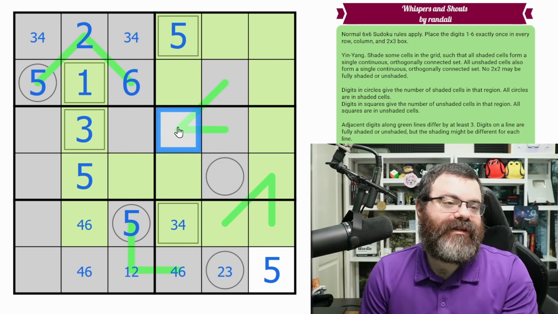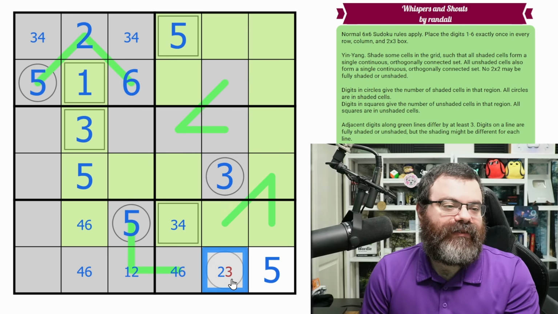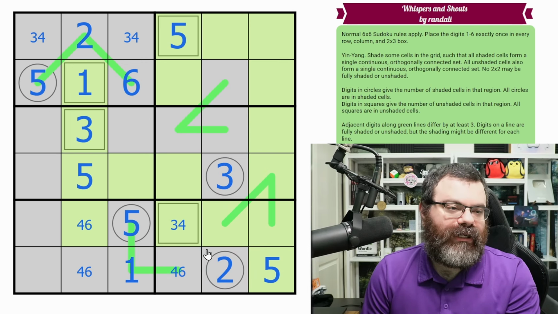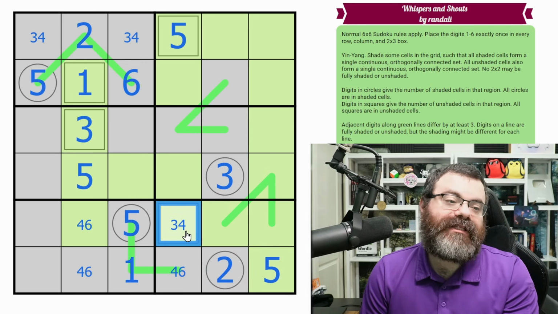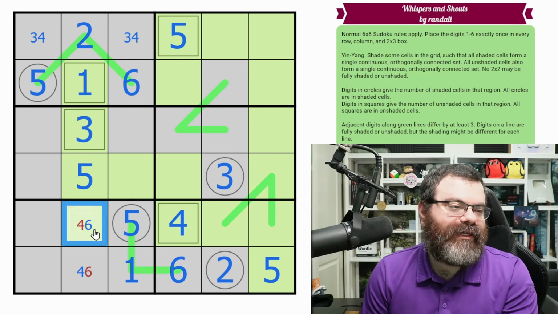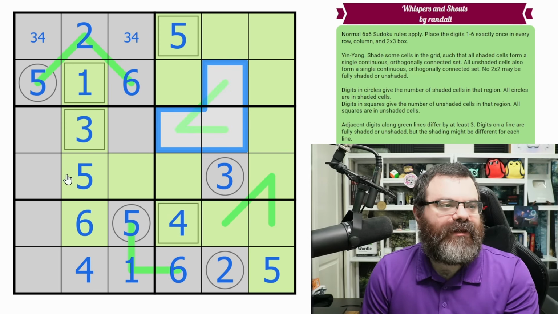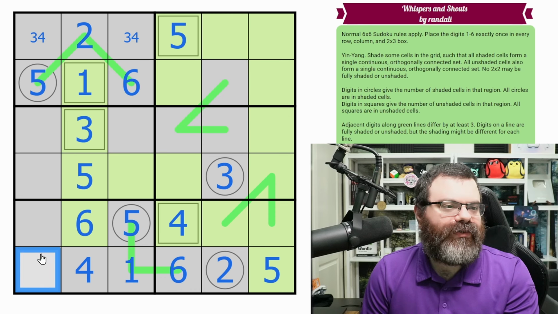Oh, we know the answer to this one. Sorry, this is a 3. That makes this 2, which means this has to be unshaded. Okay, so we finished the shading. That's our 1. So this can still be a 4. Oh, but this is a 4. So no, it can't be. That's 6. That's 6. That's 4. Okay. We have some German whispers left, but otherwise I think we're Sudoku.